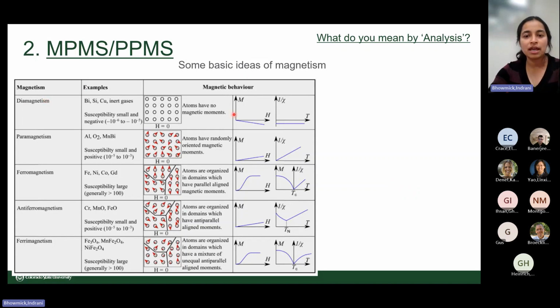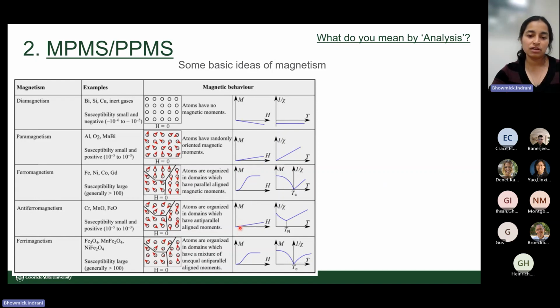So for example, if you have a diamagnet, you increase your field, your magnetic moment will decrease. If you have a paramagnet, it will be just opposite to that. It will increase, because now they're going to being parallel to each other, so your moment is increasing. For your ferromagnet, it will increase first, and then when they're all lined up, there is no way to line up more, so you will see kind of a saturation.